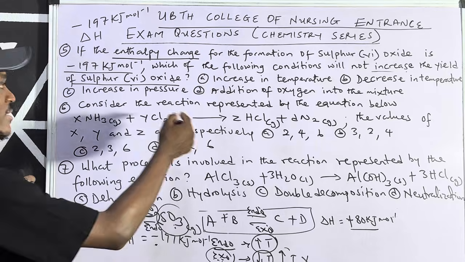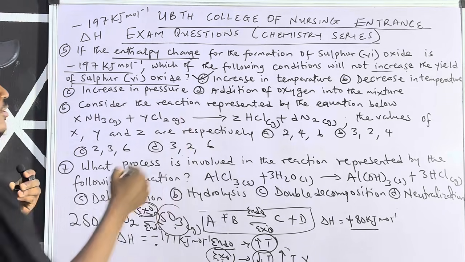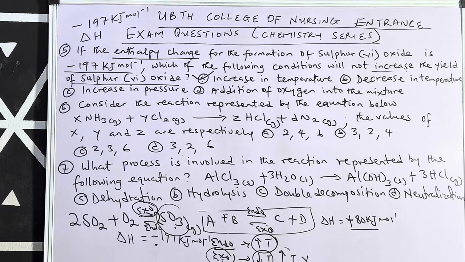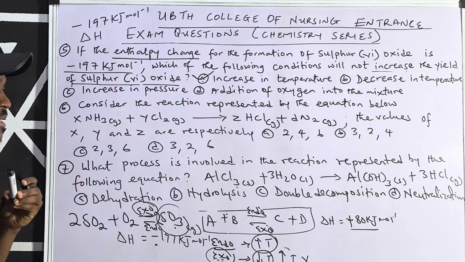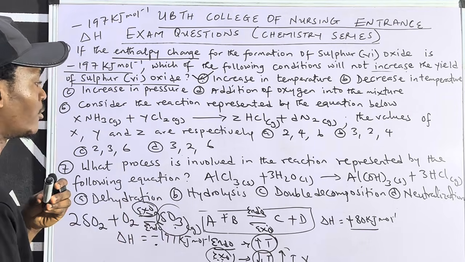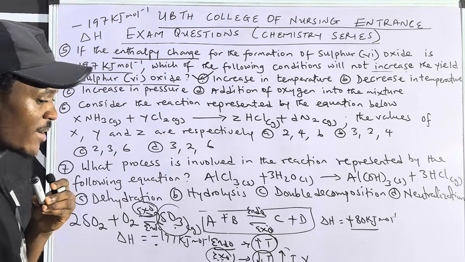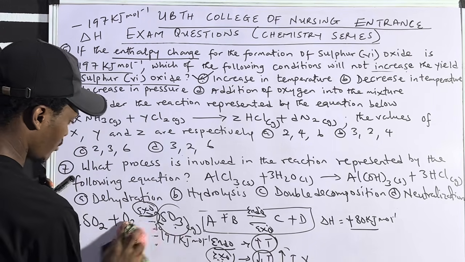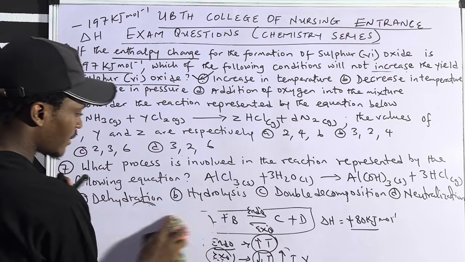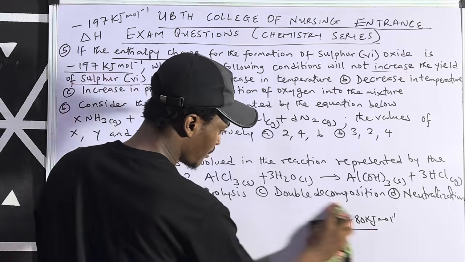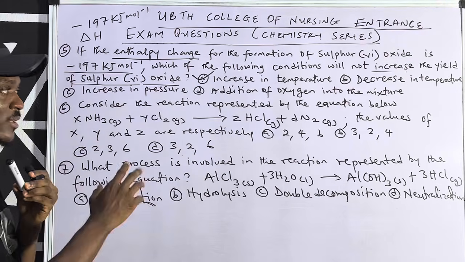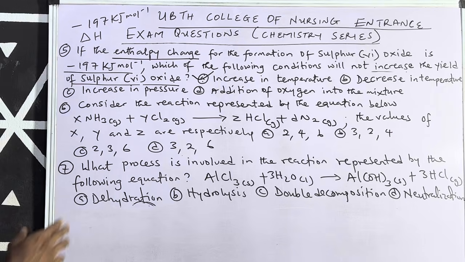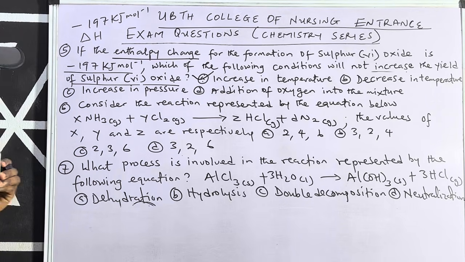Increase in temperature is in the option. So this will not increase or favor the yield of sulfur 6 oxide, while the others will favor or increase the yield. So that's how you go about tackling questions like this. I've done a video lesson on that. Just do well to watch my video on chemical equilibrium on this channel, then you understand how to tackle questions with regards to that. Then let's see question 6.